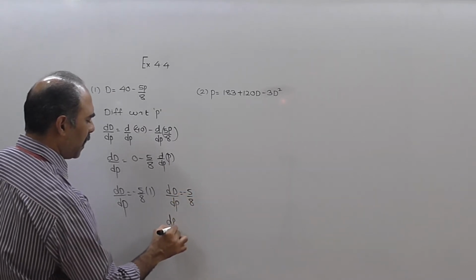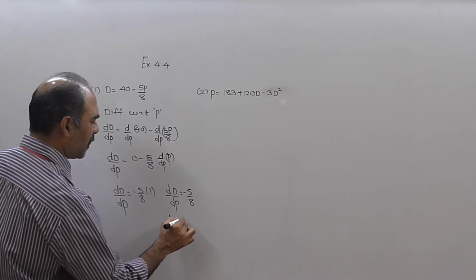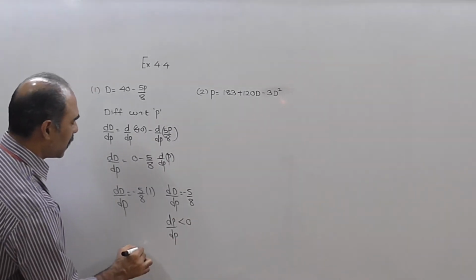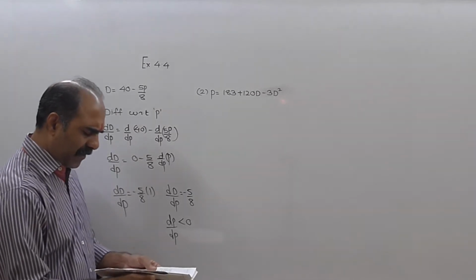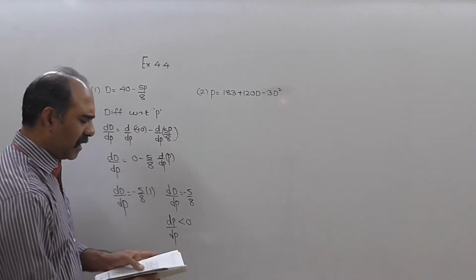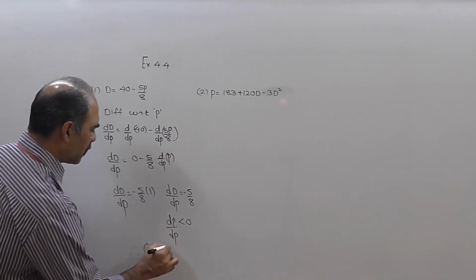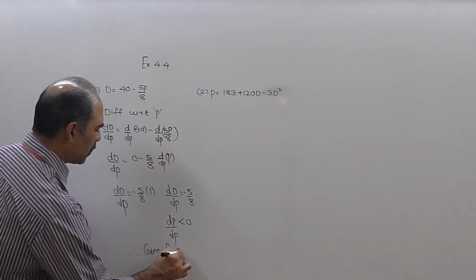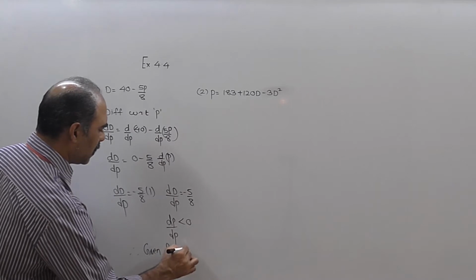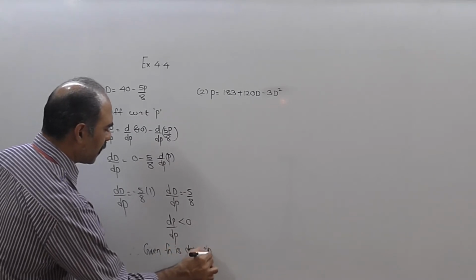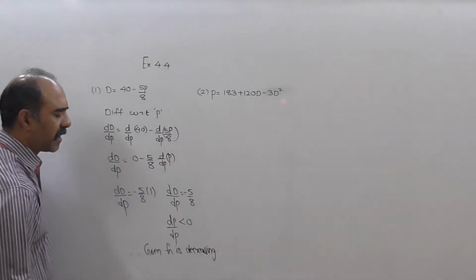So minus 5 by 8 is a negative number. Negative number is always less than 0. If it is less than 0, then you can say that, what is the question they have asked? Check whether the function is increasing. Therefore, you can say that the given function is decreasing, because the question is telling you to examine whether the function is increasing or decreasing.